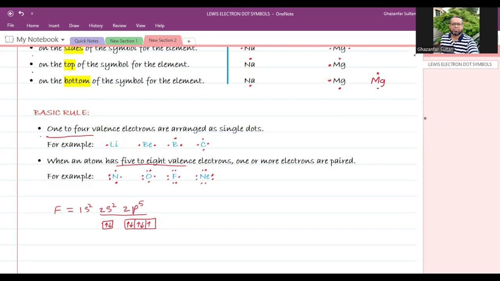So there are 3 pairs, and one is the unpaired electron, that is the single dot. In case of neon, the electronic configuration is 10. The number of electrons is 10, the atomic number is 10. So 1s2, 2s2, 2p6. So they are all paired electrons. That was the reason that we show the electron dot structure like this.